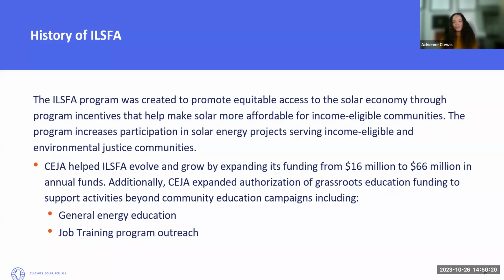So the Illinois Solar for All program was created as part of the 2016 Future Energy Jobs Act and expanded later by CEJA. ILSA targets low-income and environmental justice communities, aiming to promote equitable access to the solar economy through program incentives that make solar more affordable across the state. So while CEJA created ILSA and gave us the foundation to start, CEJA expanded the program by increasing funding from 16 million to 66 million, and also increased our engagement activities with communities by expanding the role of our GEs to not only include ILSA-related campaigns, but also include general energy education and job training outreach.